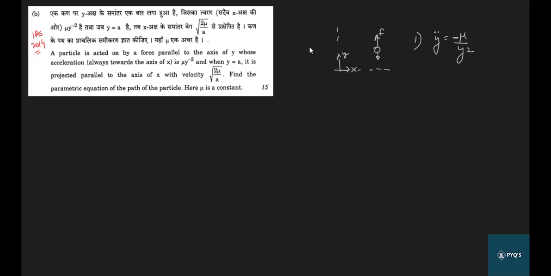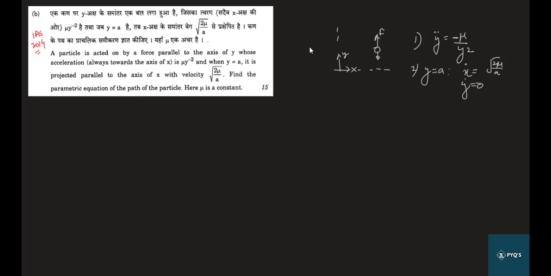In y direction acceleration is given by this, and now the second thing is y equals a, where it is projected parallel to x-axis. Now at y equals a, the x velocity is given, so y dot equals 0. y equals a, and x dot is given, y dot is not given. So this is given, it is projected.